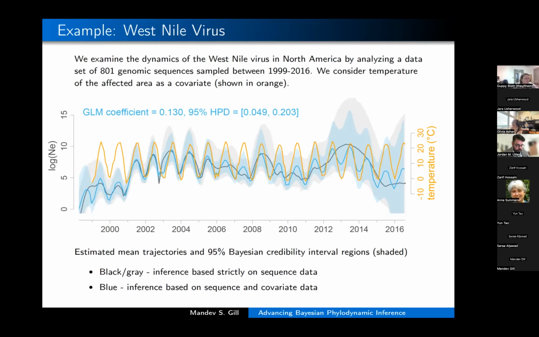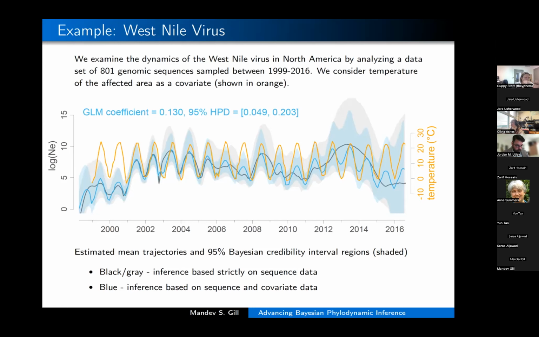And this is consistent with what we know about the virus and its hosts. For example, mosquitoes are one of the main hosts for the West Nile virus, and higher temperatures have been shown to directly impact the mosquito life cycle. For example, by accelerating larval development, decreasing the interval between blood meals, and prolonging the length of the mosquito breeding season. So in the plot here, the covariate values are shown in orange.